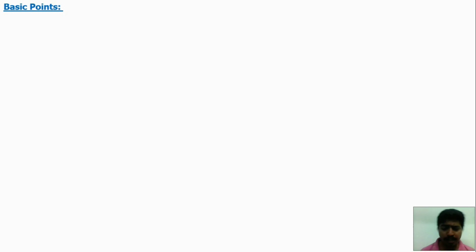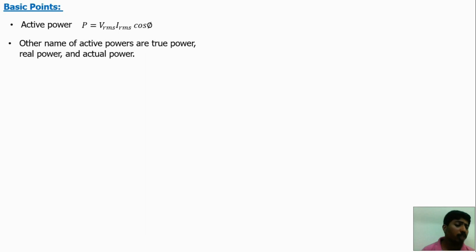The first point is, what is active power? The active power P is equal to Vrms Irms cos phi for a single phase system. The other names for active power are true power, real power and actual power. The third point, what is reactive power? Reactive power Q is equal to Vrms Irms sin phi.